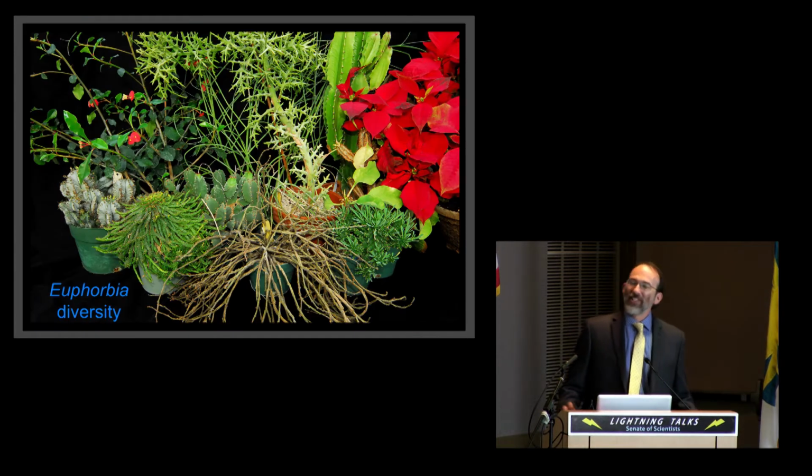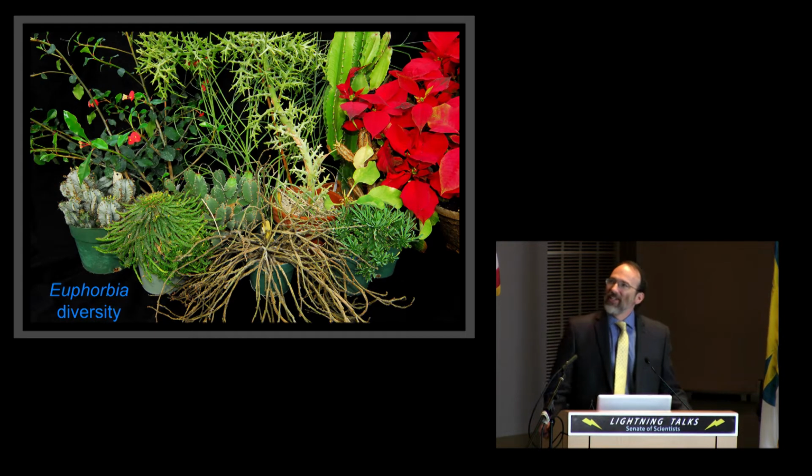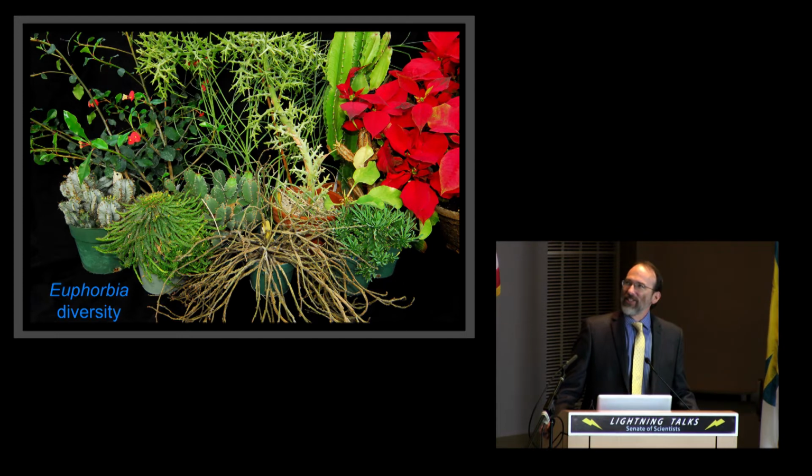diversity. So these are all species of Euphorbia. You can see all sorts of strange spiny succulents, a poinsettia that has leaves. You can see cactus-like things and pencil plants. And the question is, how has this diversity of plant form evolved? These are all adaptations to environments. You can imagine that succulent plants are adapted to desert environments.